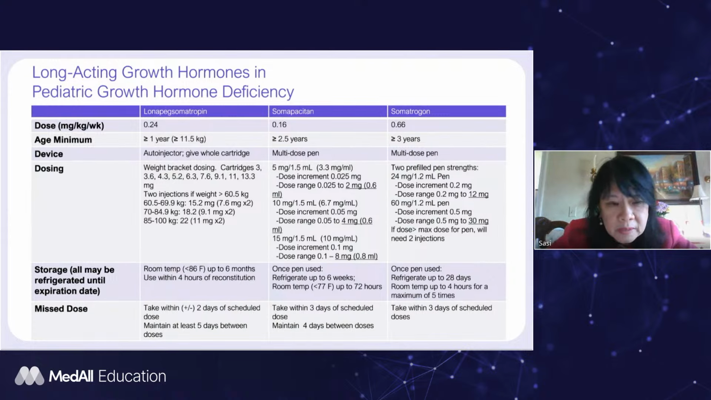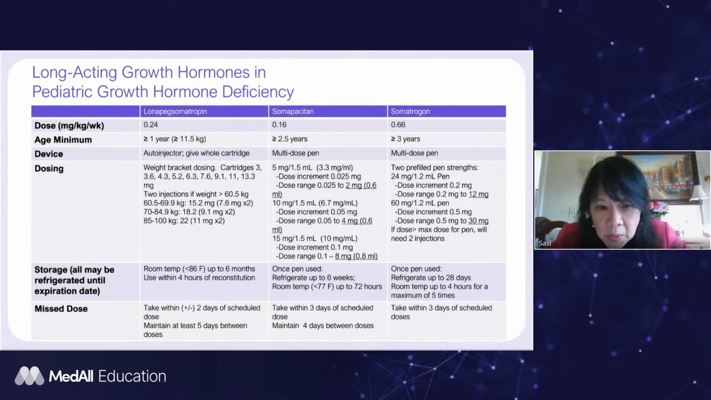So if we look at the storage, you can see that lonapegsomatropin is very flexible to keep at room temperature. It can stay well at room temperature up to 6 months, whereas the other 2 long-acting growth hormones are only 72 hours, or 28 days for somatrogron.